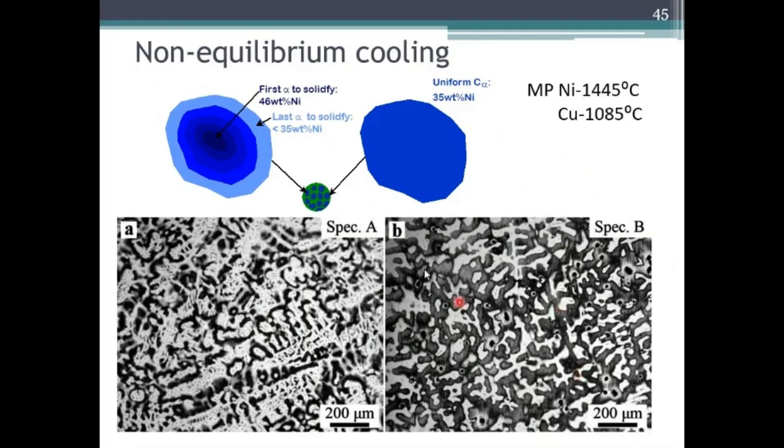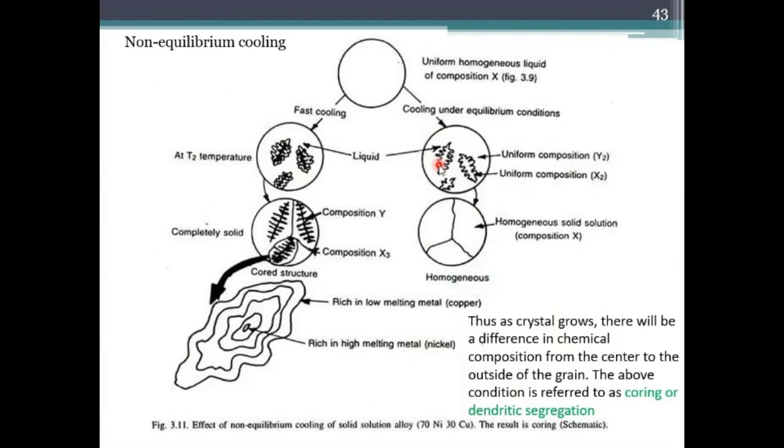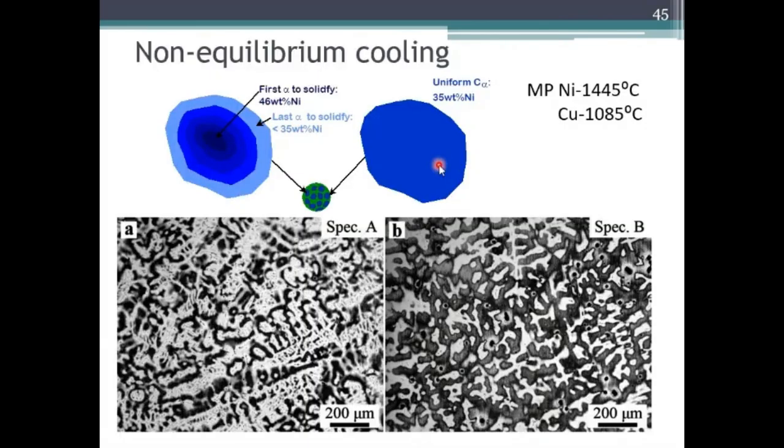This is what I told you. Inside it will solidify easily, but outside it will take some time to solidify. But in the previous category of equilibrium conditions, a uniform structure will be formed. A uniform structure and solubility will be achieved, which can be seen from the SEM image itself. It will be clearly visible.